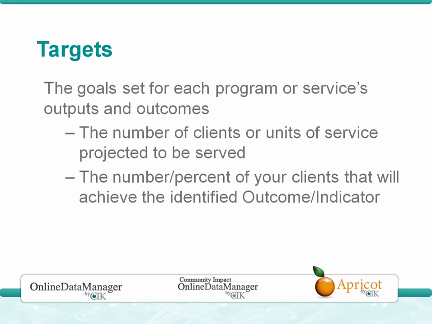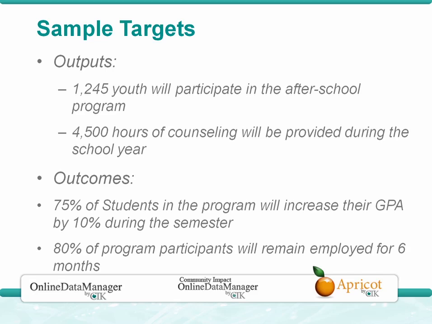And targets now are the goals set for each program or services, outputs, or outcomes. So targets become the number of clients or units of service projected to be served, or the number of percent of your clients that will achieve the identified outcome/indicator. So targets are how we add the accountability piece in. That's where we're really setting our goals. By setting targets, do we expect 80% to be better and learn new skills and improve their circumstances, or 20%, whatever that may be?